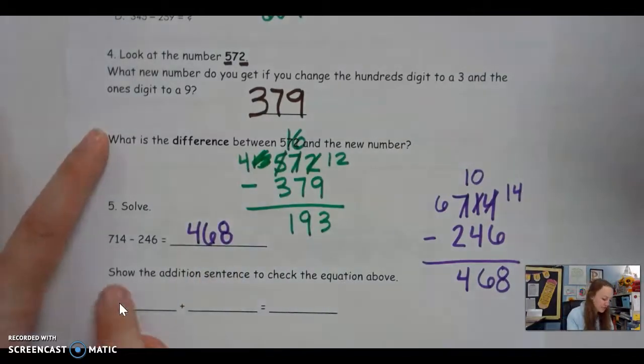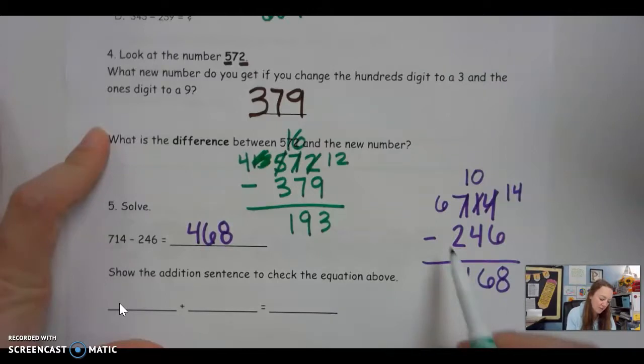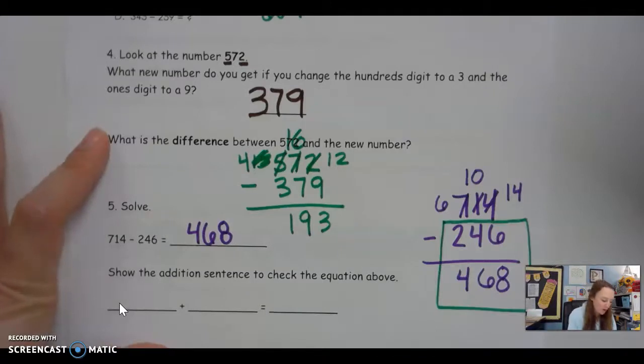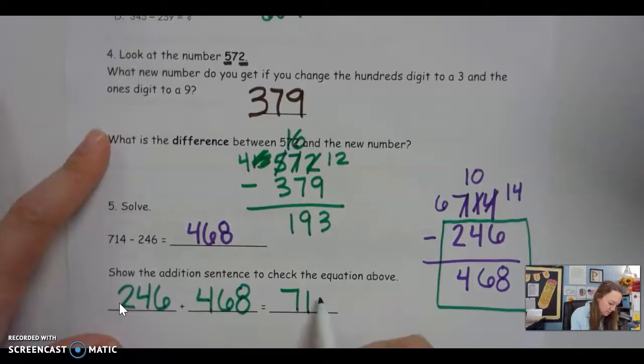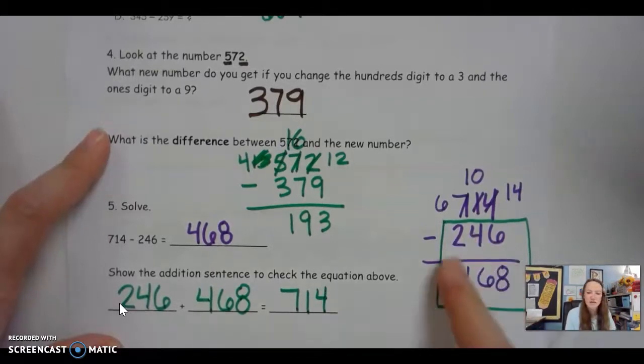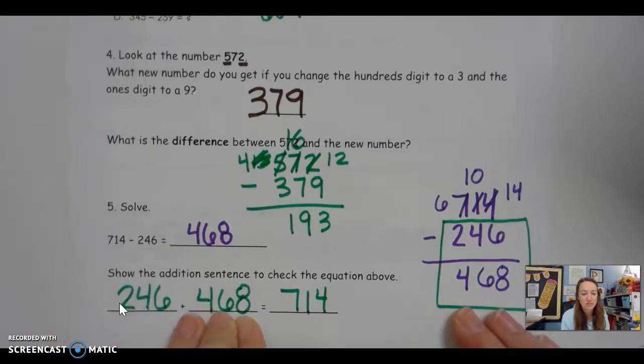Now, this says, show the addition sentence to check the equation above. So, if I wanted to check them, remember we take our bottom 2 numbers and we do the opposite. So I would do 246 plus 468 equals 714. So remember, we always take the bottom 2 numbers. If you wrote 468 plus 246, that is also correct, because remember, it doesn't matter which order we add these numbers.